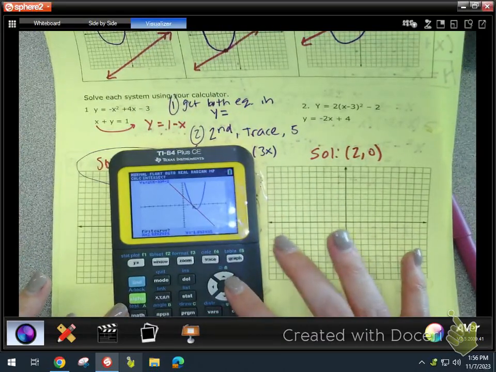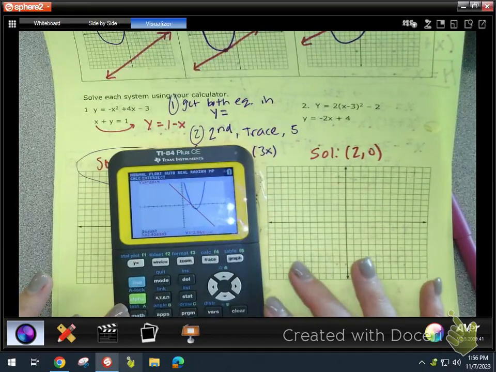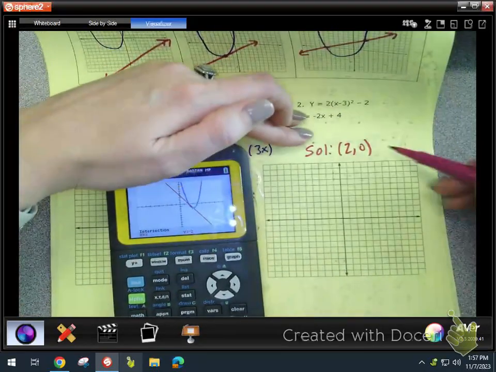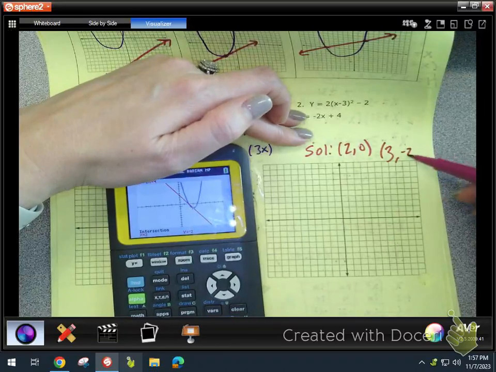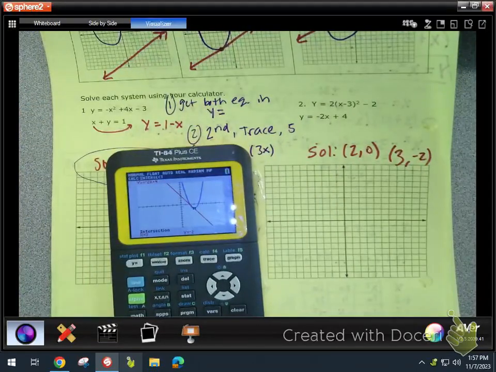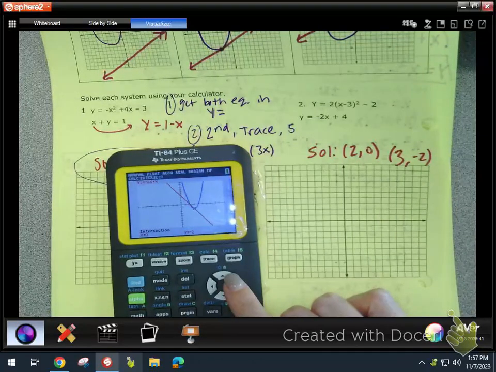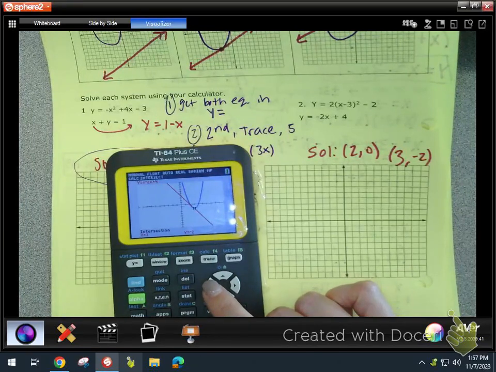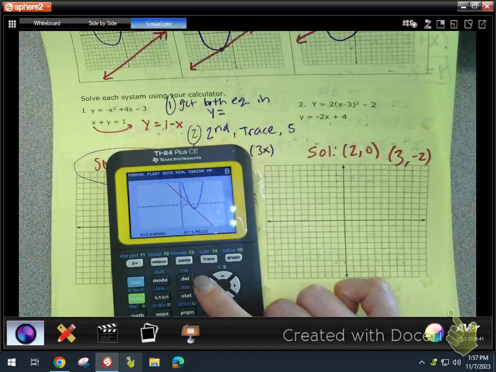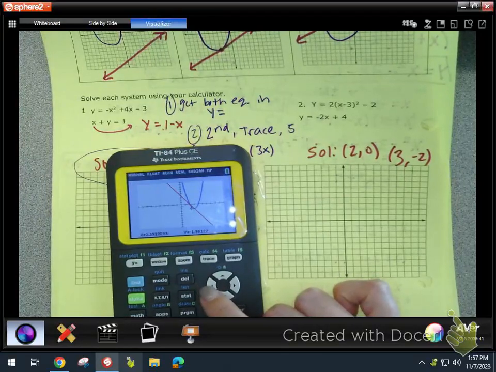Second trace 5 over here. Scroll to the other one. Enter, enter, enter. And the other one is 3, -2. Okay. What is your question? And this is why I'm harping on making you start over every single time. If you find one intersection, you're like, I just want to go back to the other, and you just start moving with your arrows. You can literally move anywhere on the graph.